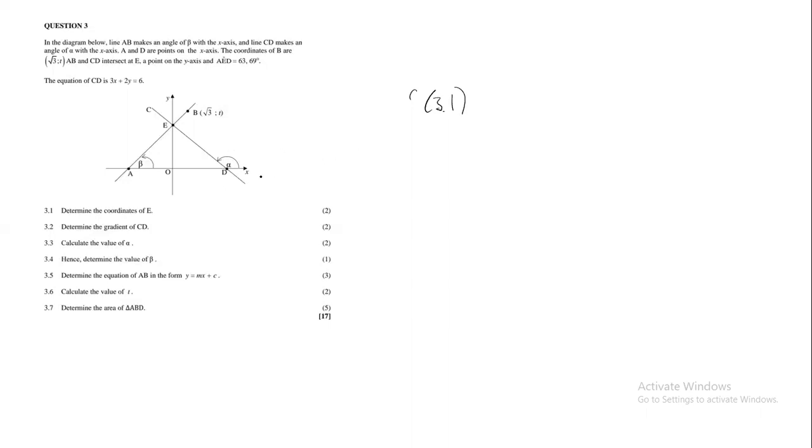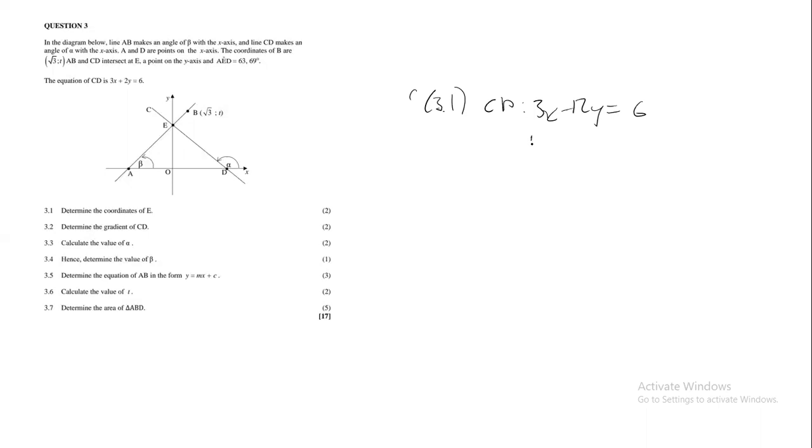We were given this straight line, which is called line CD. We are given the equation of the straight line CD, which is 3x + 2y = 6. The straight line CD is not given in standard form. That means we're going to have to rewrite the equation of CD in standard form first. So remember, what is the standard form?